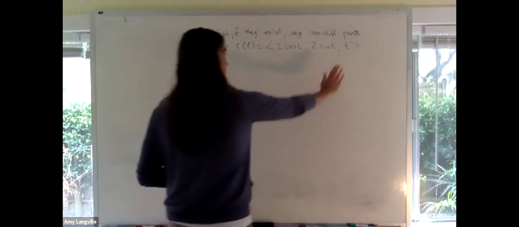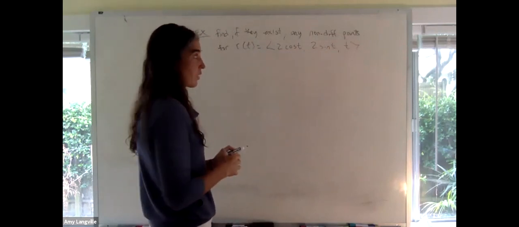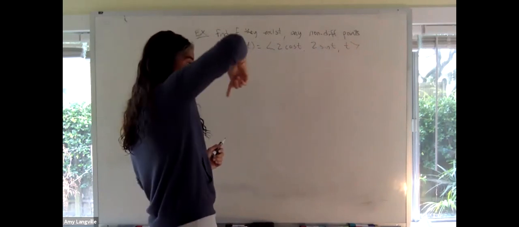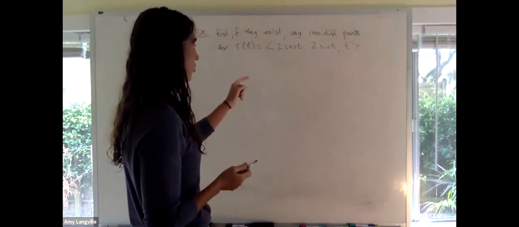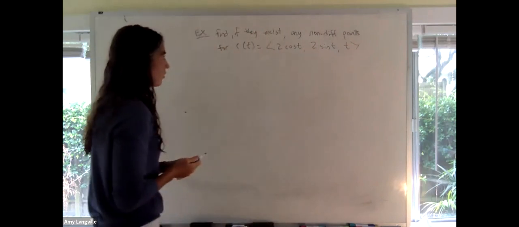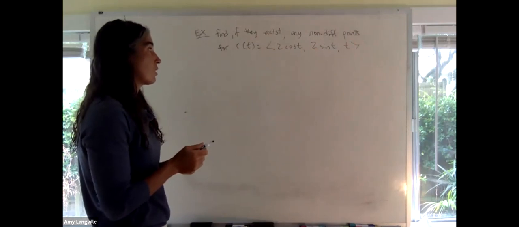Because the first two components actually create a circle just in R2 or a cylinder in R3, and then the t makes that wrap around the cylinder and create the helix. So this is going to be a vertical helix because we're moving in the z direction up this cylinder. So we have a vertical helix, and we're wondering if there's any non-differentiable points on that.